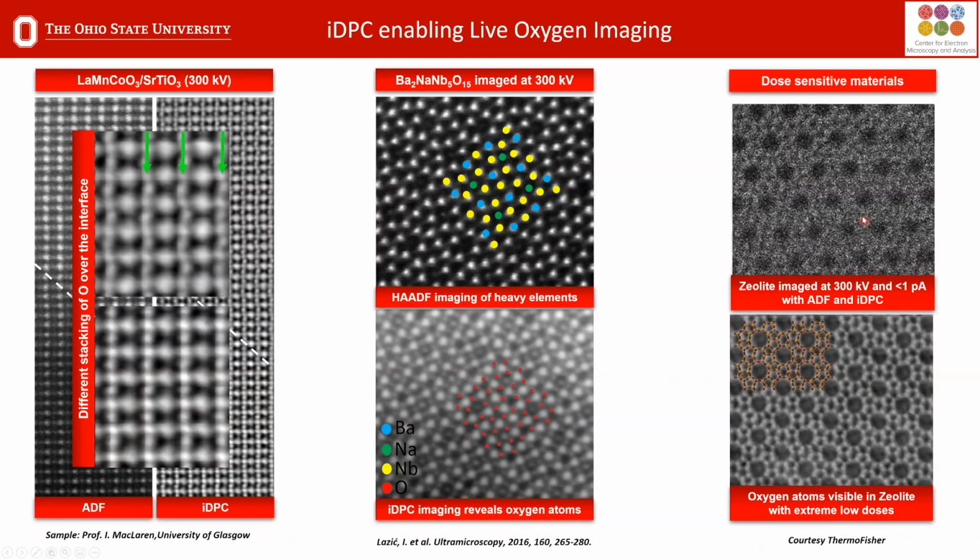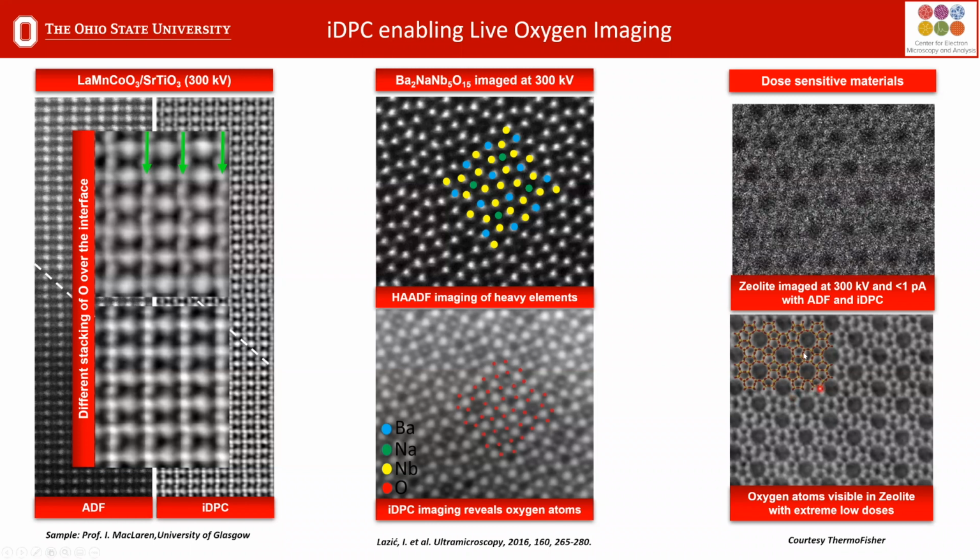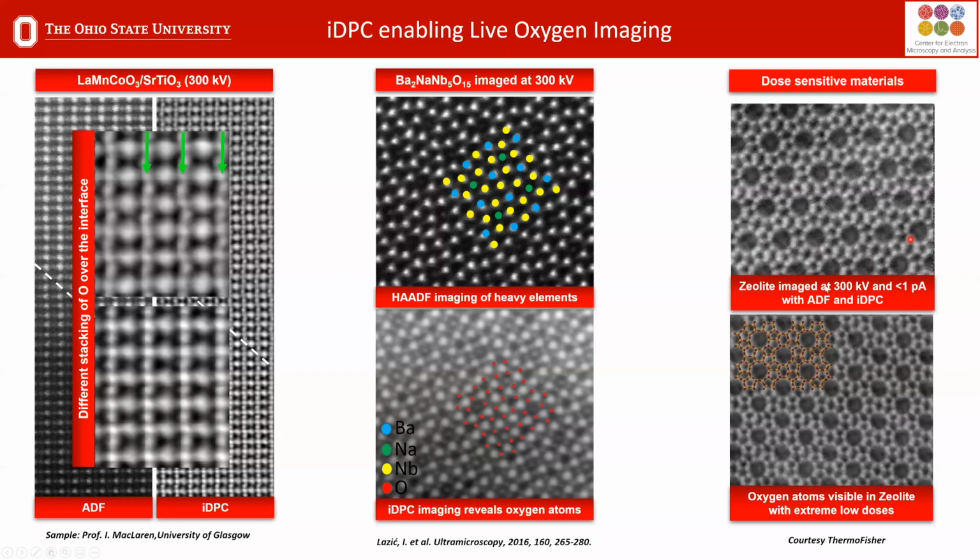So if we take a stack of images and sum them together, we call that digitally correlated frame integration. You can actually resolve the oxygen positions and oxygen structure of a zeolite at extremely low doses. This would not be possible if we just tried to take an image of it under normal imaging conditions.